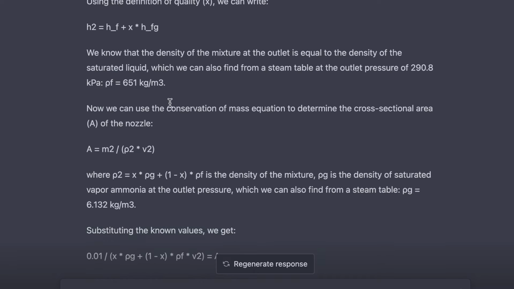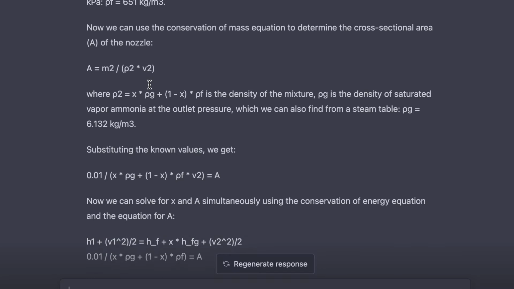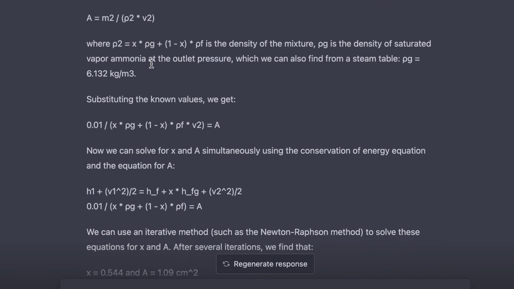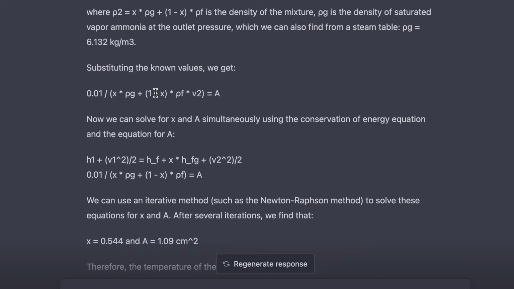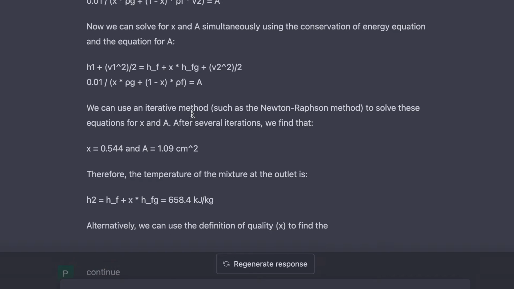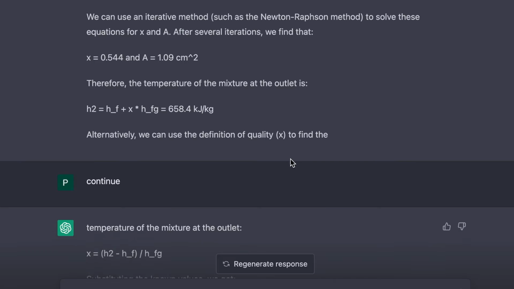Then it gives the density, that is right, so that's the density for the fluid. And then for the nozzle, you can use the mass flow rate, density, and velocity, that is right too. It starts substituting values, and then it creates simultaneous equations for the cross-sectional area and for the enthalpy. And it calculates both, and they're both incorrect, right? So both the area and the enthalpy are incorrect. So it stops halfway, so continue.